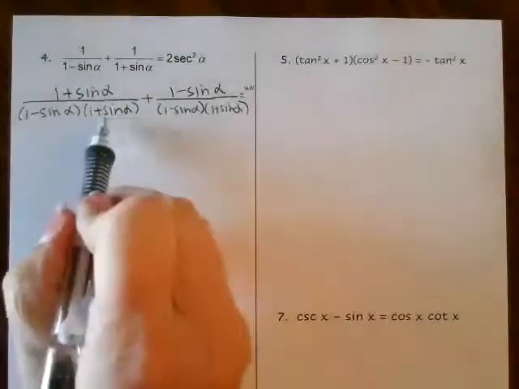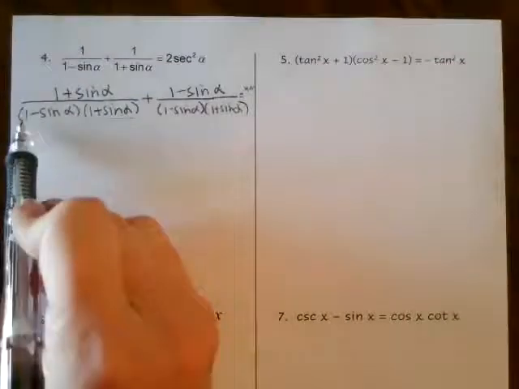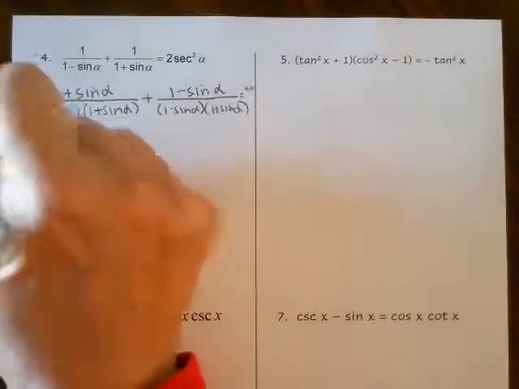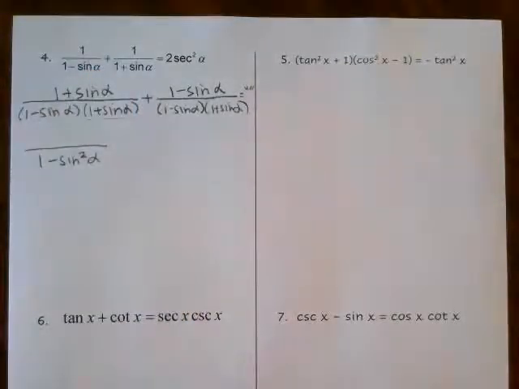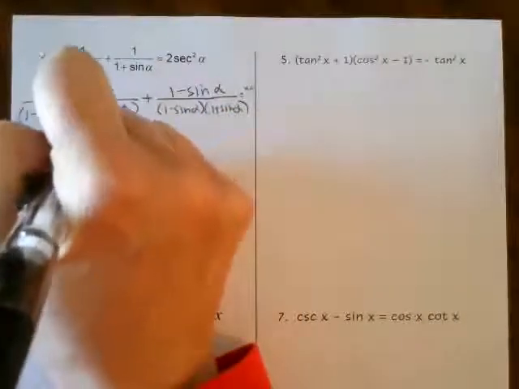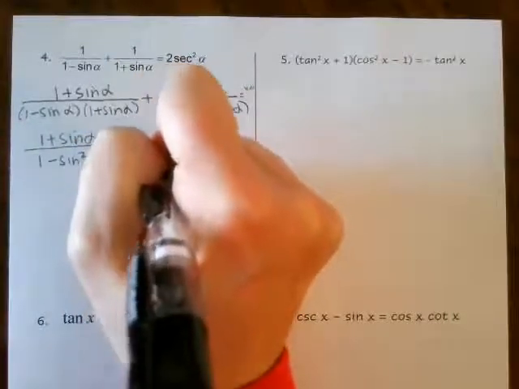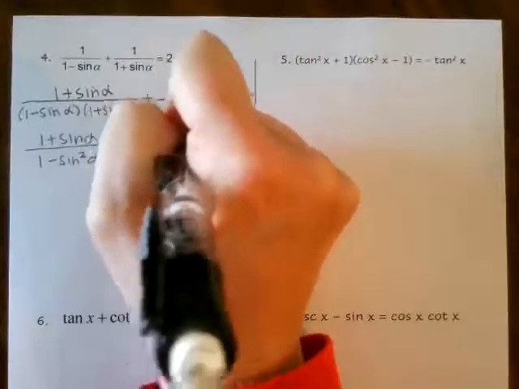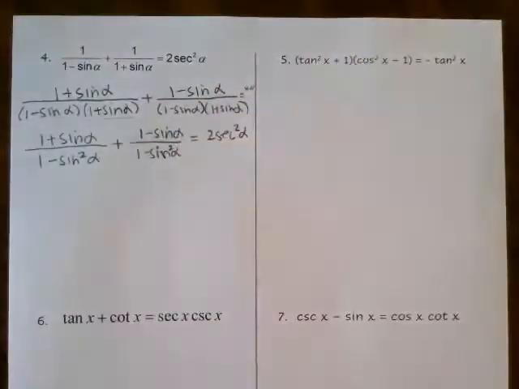Now you should recognize these two right here are the difference of 2 squares from that factoring part. So if I multiplied it out, because they're both squares with different signs, then it is going to be 1 minus sine squared, because our middle terms are going to cancel. So I'm going to rewrite what I have here by multiplying that. And now I can write my 2 secant squared.